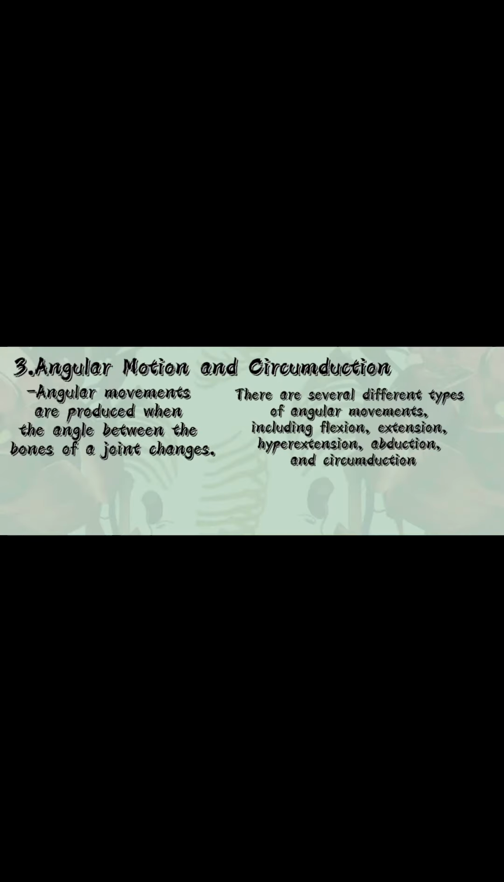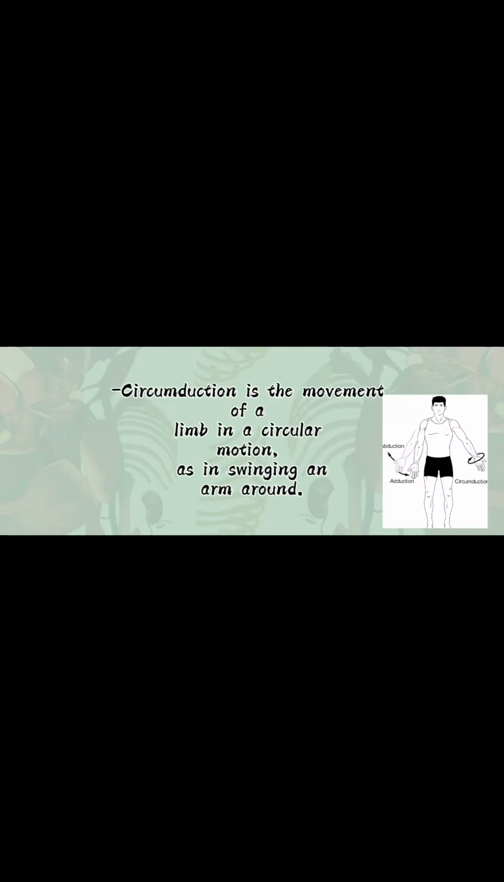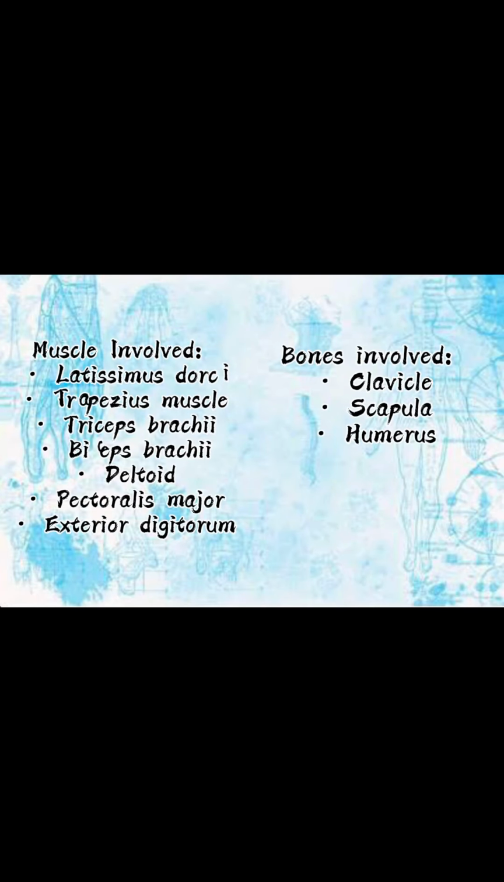Third movement is angular motion and circumduction. Angular motions are produced when the angle between bones of a joint changes. They include flexion, extension, abduction, adduction, and circumduction. Circumduction is a movement of a limb in a circular motion, as in swinging an arm around. Proper execution. Muscles and bones involved are just the same as abduction and adduction, but with an additional muscle, which is the extensor digitorum.